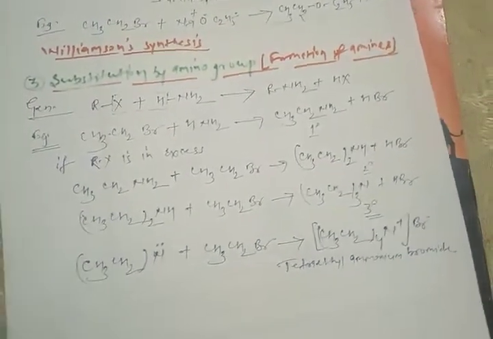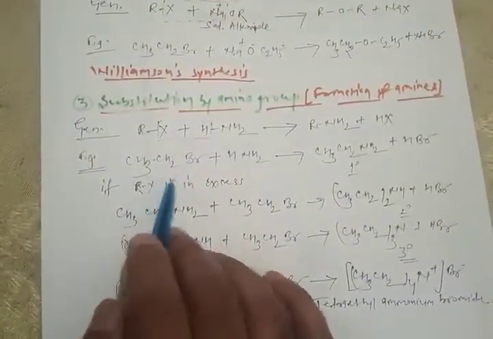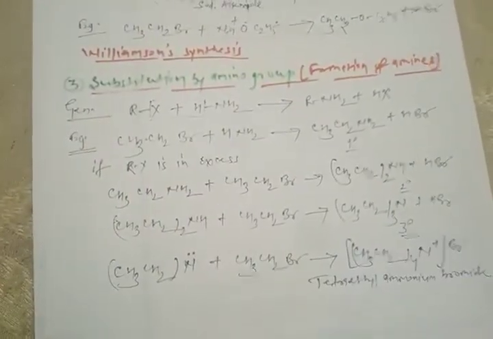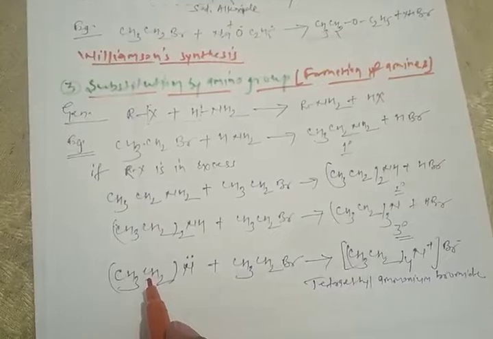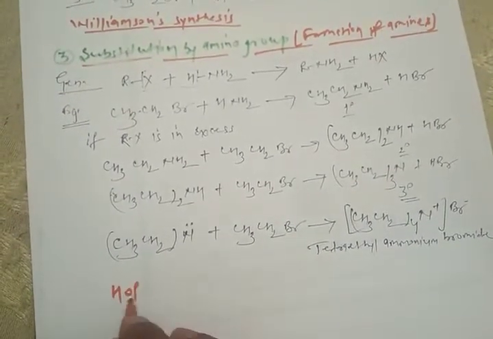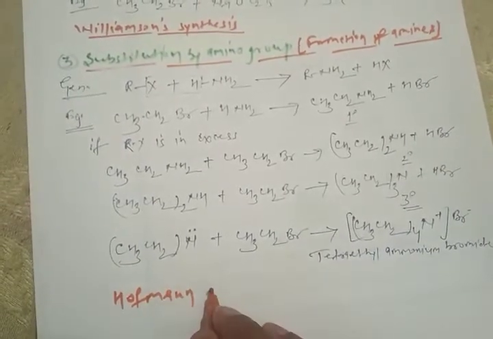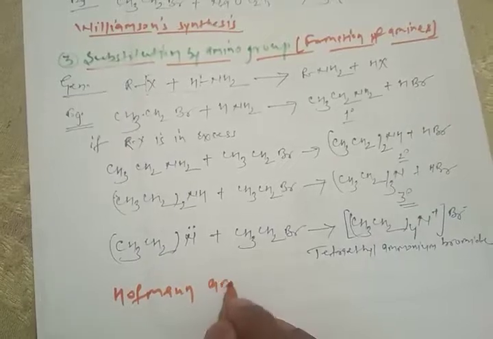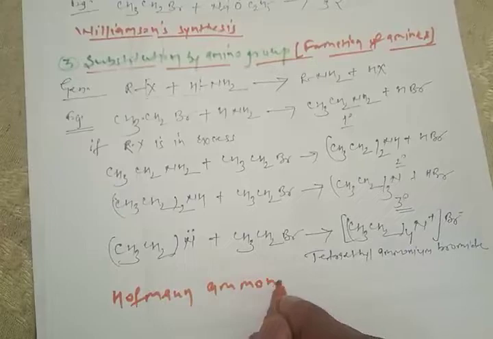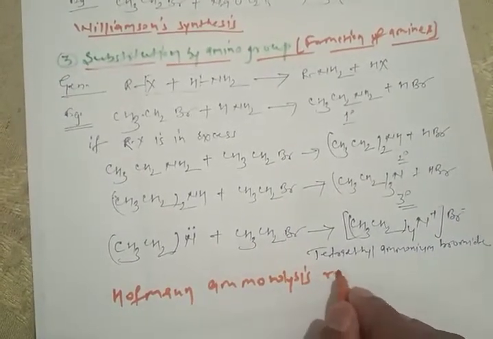Okay, so this is the beauty of this reaction: if the alkyl halide is in excess, this reaction will proceed further. The name of this reaction is the Hoffman ammonolysis reaction.